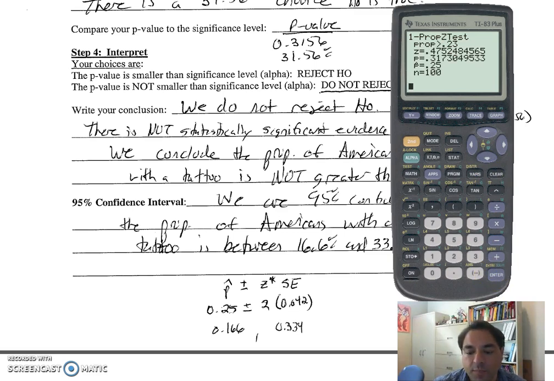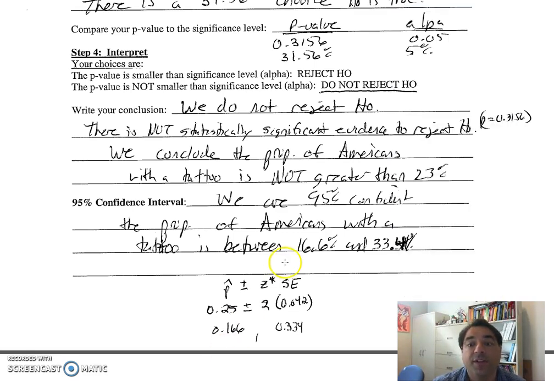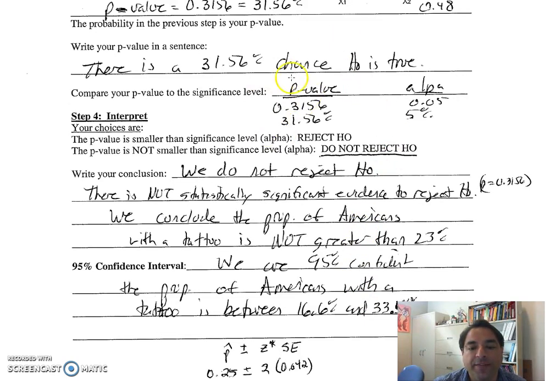If you did hit test number 5 but chose calculate, it just gives you the numbers, which also works as well. Now, what does this all mean? When you get your p-value, you're going to compare your p-value to your alpha, and you can use that conclusion chart. Our p-value is 0.3156, our alpha is 0.05. Is the p-value smaller than alpha? And the answer is no, it is not. So, we do not reject H0.